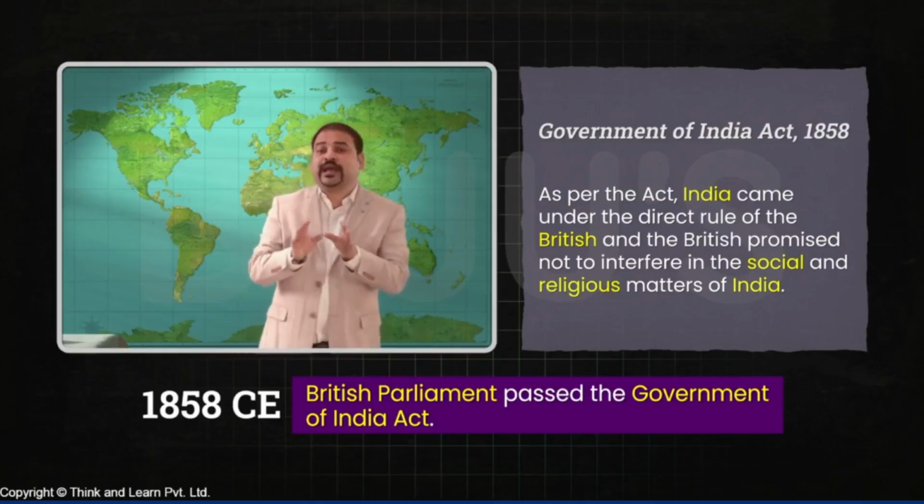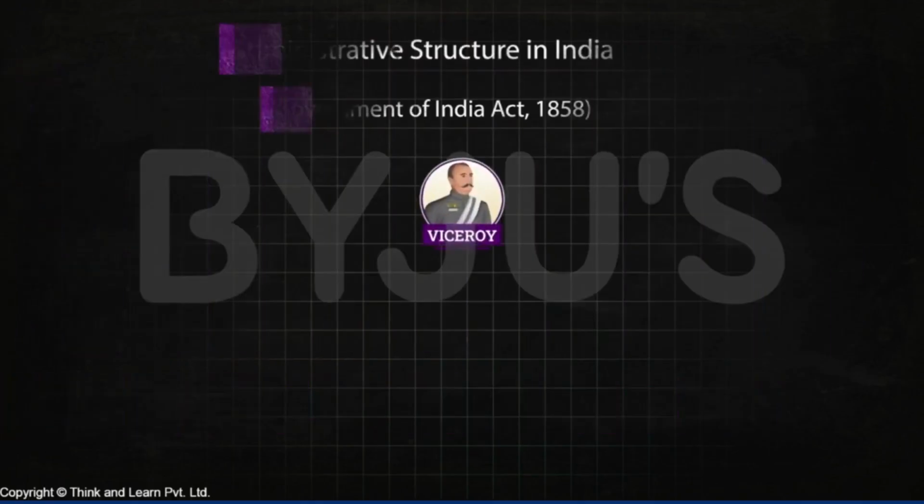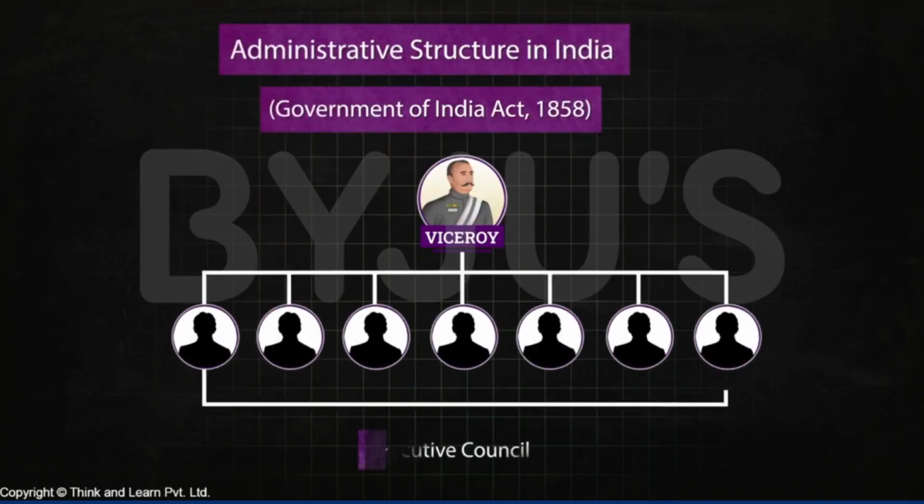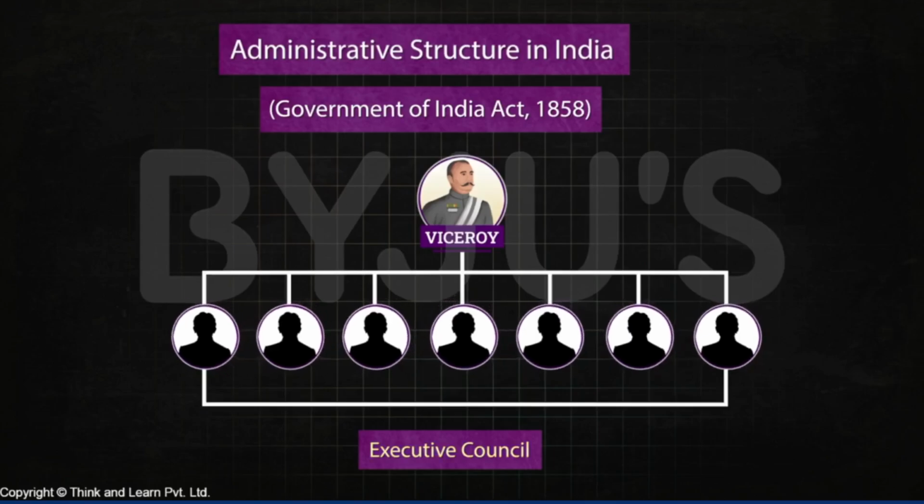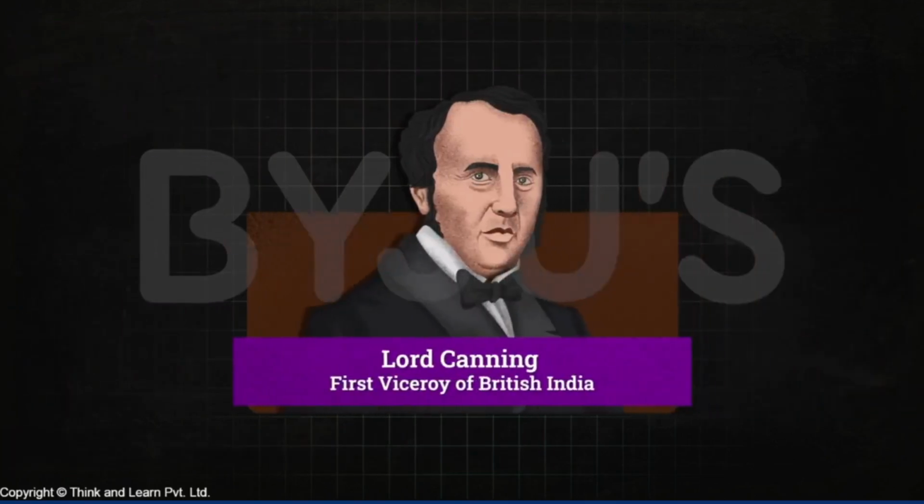The Act also helped in establishing an administrative structure in India. The Viceroy was given the highest authority and was advised by an executive council. The first Viceroy of British India was Lord Canning.